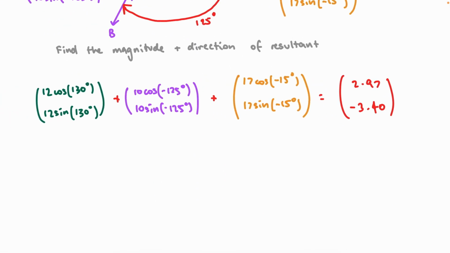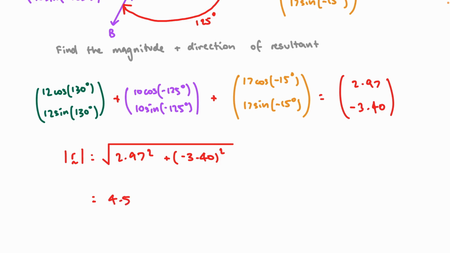Now we just need to work out the individual magnitude and direction of this vector. The magnitude is pretty straightforward. To work out the magnitude of this final vector, we can simply say it's the square root of the i component squared plus the j component squared. And that would give us 4.51, we'll say 5 newtons, or just anything in this case.